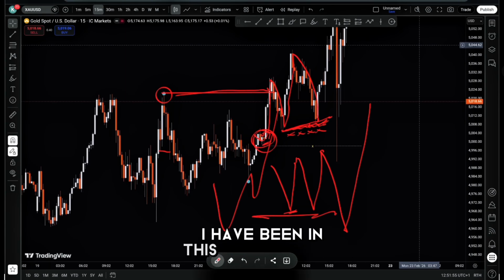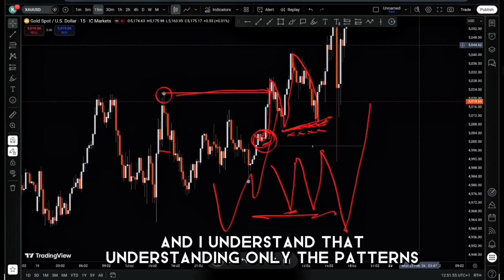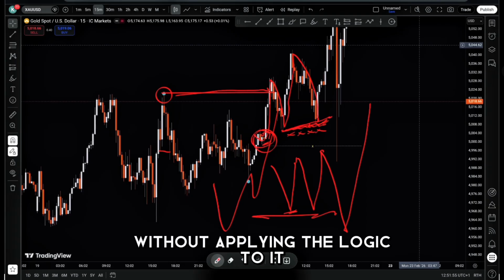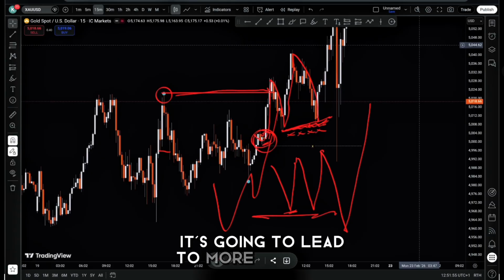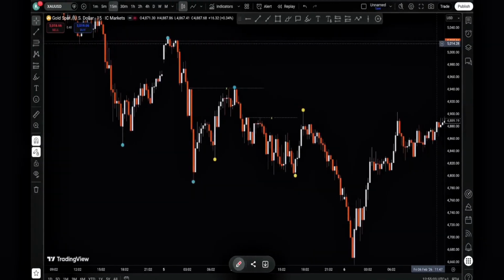I have been in this journey for a long time, and I understand that understanding only the patterns without applying the logic to it is going to lead to more problems. And you would think that okay, maybe liquidity doesn't work, but it does. You just need to understand it from the point of logic.